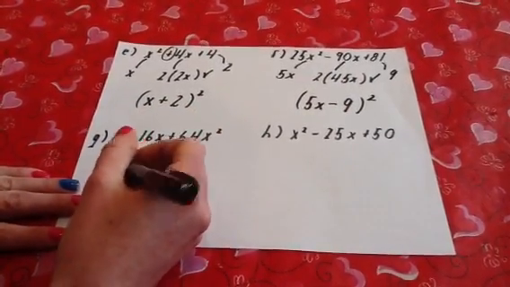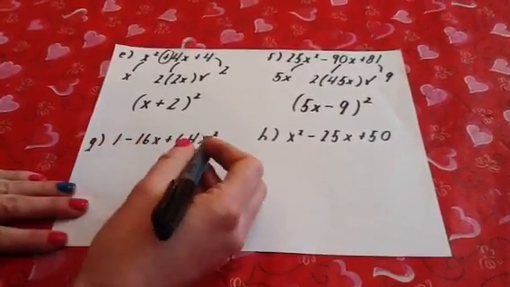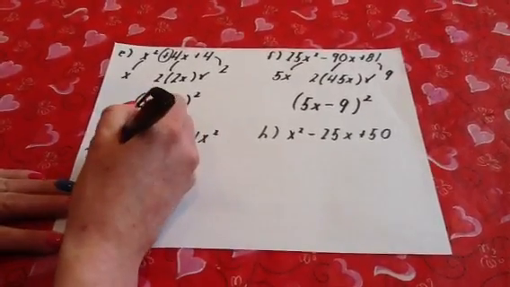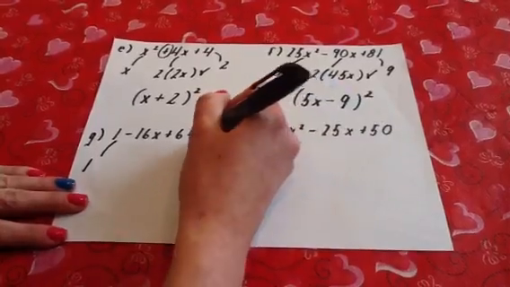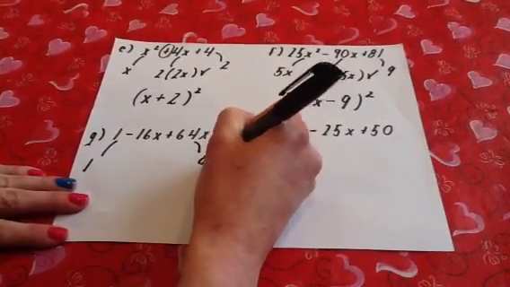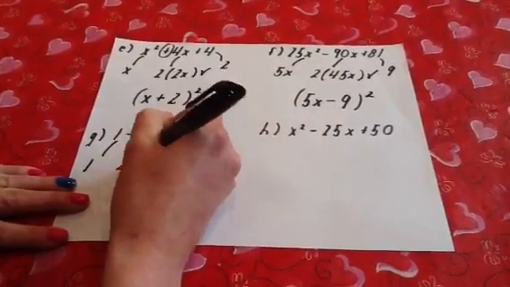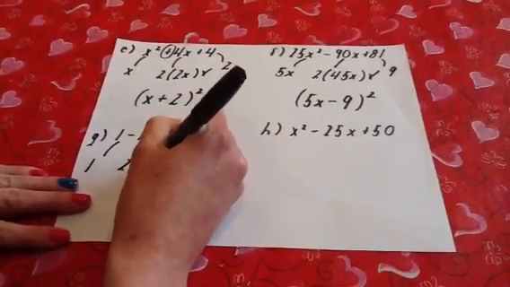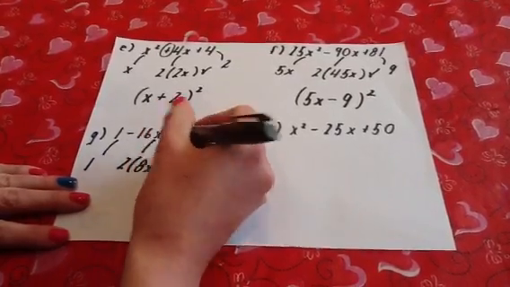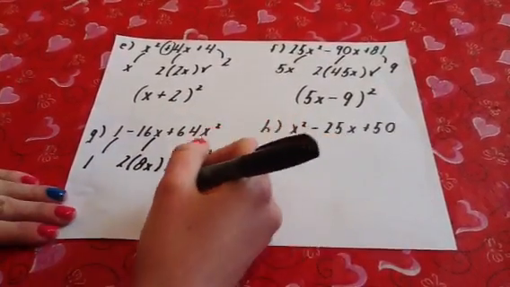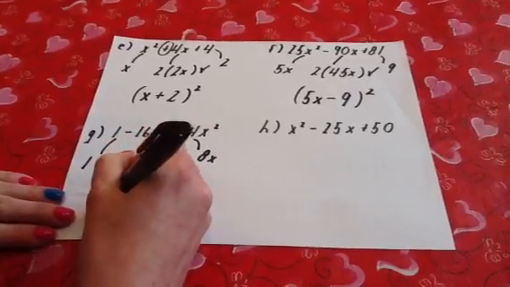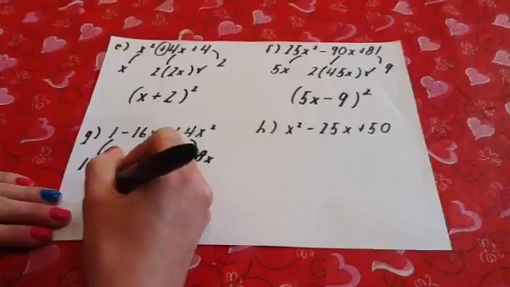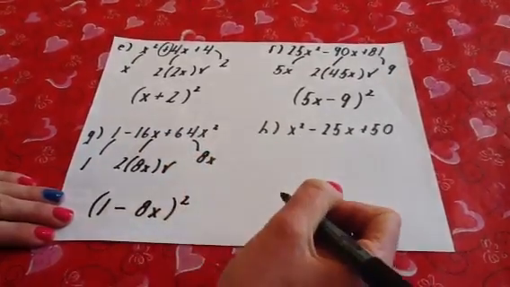Okay, g now. So the first term is a perfect square. The last term is a perfect square, so we'll just check the middle. So the square root of the first term is 1. The square root of the last is 8x. And to check the middle, it should be 2 times 1 times 8x is 8x. And 2 times 8x is 16x, so yes, a perfect square. So the square root of the first term is 1, the last term is 8x, and our sign is a minus, and then we square it.